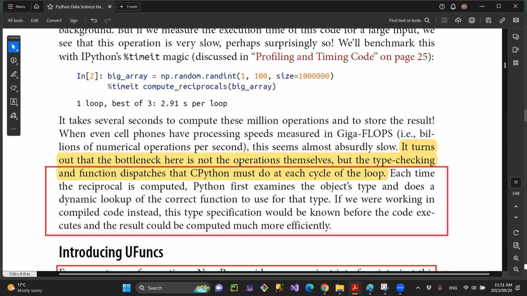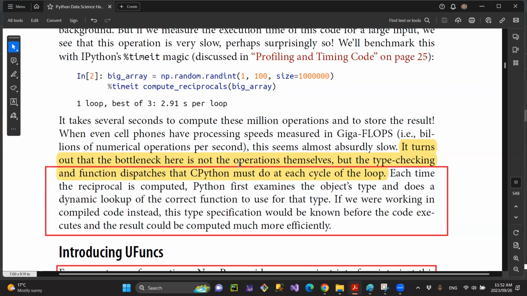So look at this one. It says that it turns out that the bottleneck here is not the operations themselves, but the type checking and function dispatches that CPython must do at each cycle of the loop. Every single iteration that we go through, we have to do that type checking. And please read that, and it says, hey, this is something that makes Python slow, so we introduce U functions.